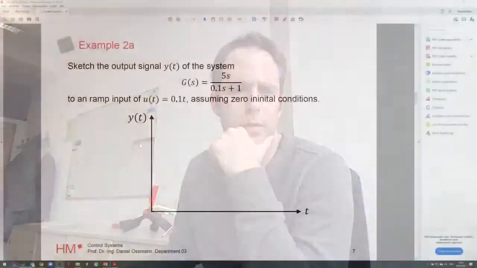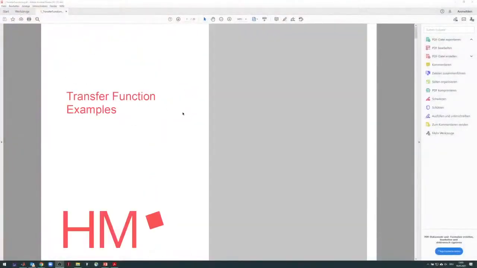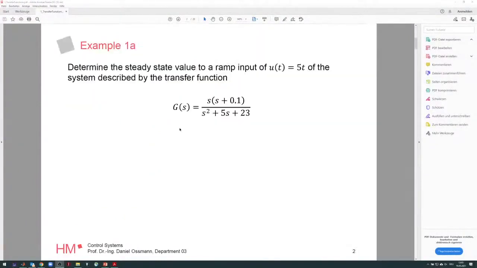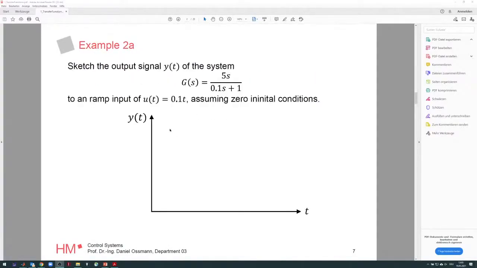For the rest, I'm going to take a close look into these three examples. So we start out with a transfer function. We've got the first class, where you need to compute the steady state value. This is kind of clear. So now example 2. Sketch out the output signal y of t of the system to a ramp input u of t.